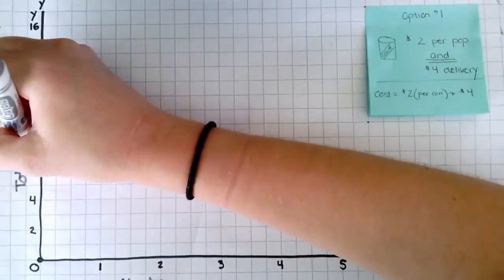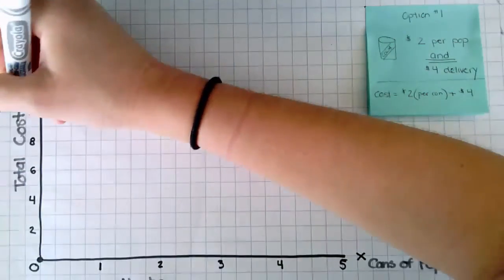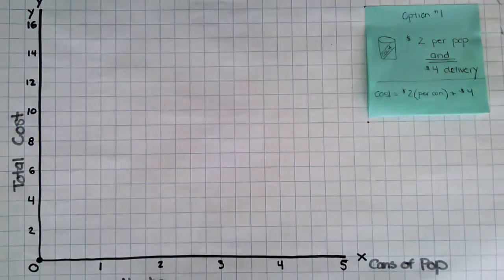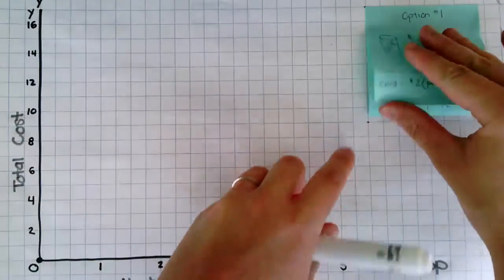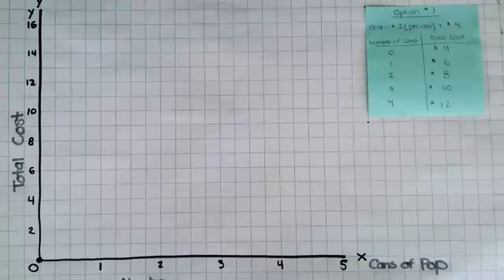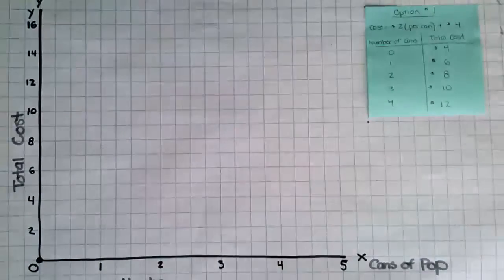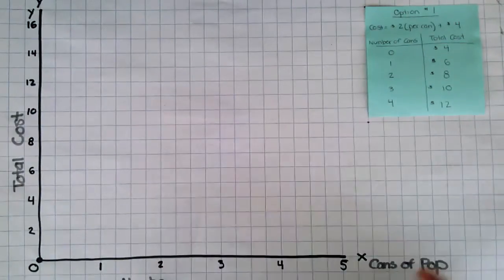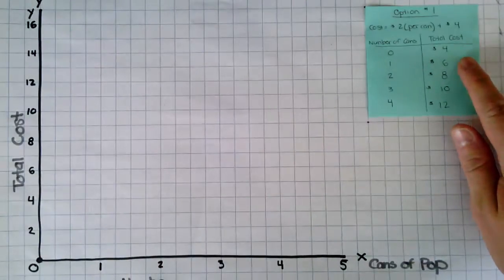Okay, so now our graph has a lot more meaning. We have cans of pop along the bottom and total cost along the side. We've already created a table of values, just so it'll be easier for us to plot some points now. Each of these sets of values represents a point we can plot.